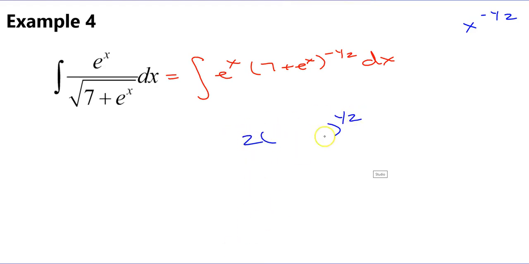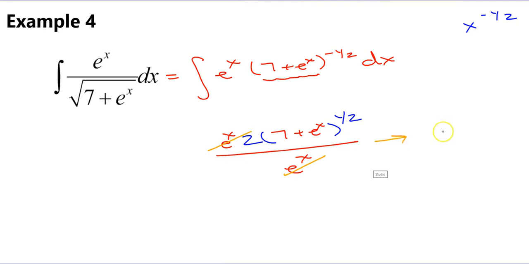Okay, so this right here is the antiderivative of the outer. Now let's hold the inner, as well as everything else. I still have that e to the x, correct? Now we're going to divide by the derivative of the inside. The inside is 7 plus e to the x. The derivative of 7 plus e to the x is e to the x. So final answer, 2 times the quantity 7 plus e to the x to the 1/2 plus c.